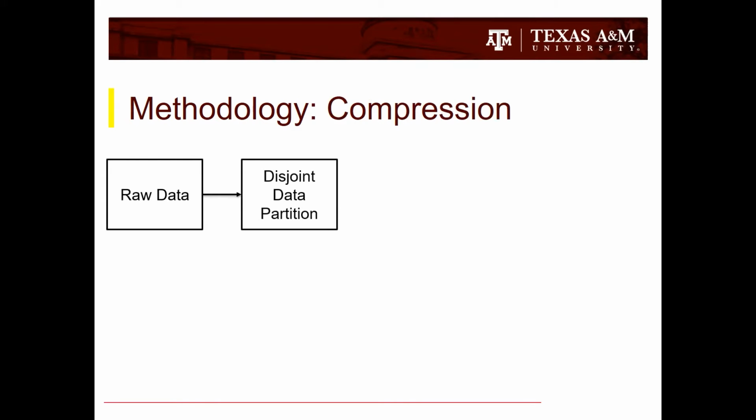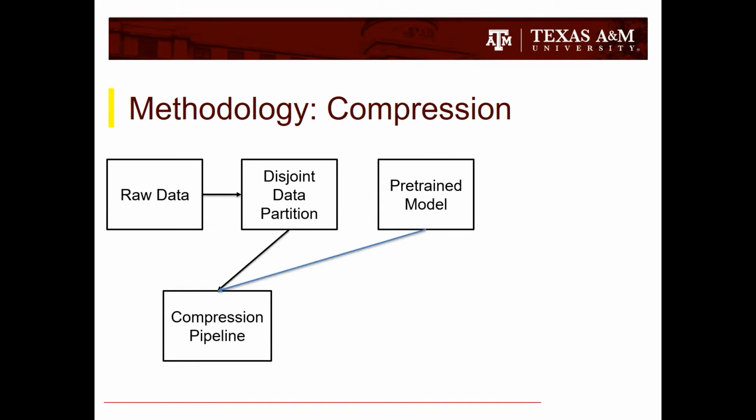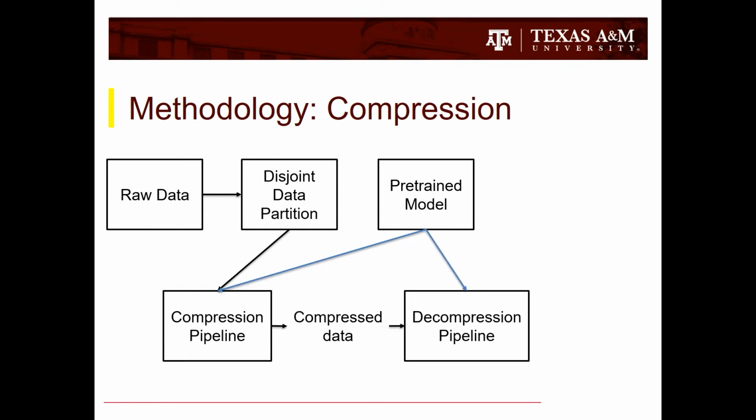During the compression, we are not using an overlapping method. We are using a disjoint data partition method. Basically, there will be no overlapping regions among the small blocks of data. And together with the trained model, we put them together in a compression pipeline. This pipeline will process all the data and handle all the formats. Then finally, we have the compressed data that we can store in our hard drive. And this compressed data is much smaller than the original data, like 100 times smaller, depending on the application.